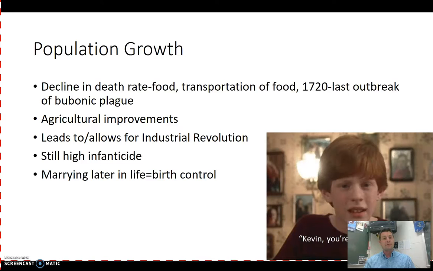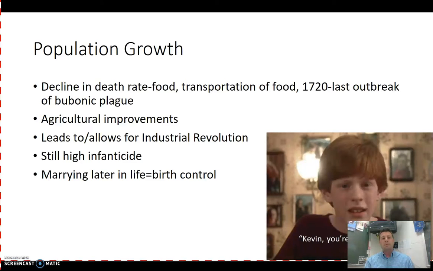We do see an increase in food, which means more people can be supported by the agricultural systems, and also transportation of food. So if there's a famine in one spot, you can transport the food to the other and make sure that people don't starve to death. Agricultural improvements, we mentioned, are going to lead to that influx in people needed for the Industrial Revolution. We still have high infant death, both from single mothers, unwed families, children being dropped off in these kind of orphanage type places where 85 to 90% of the children are going to die in those things.